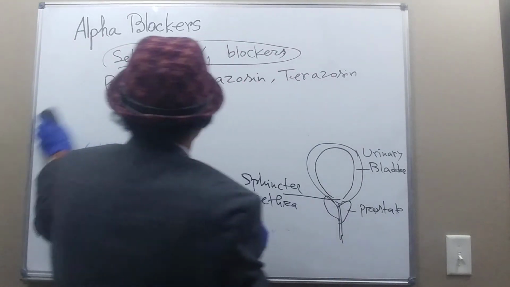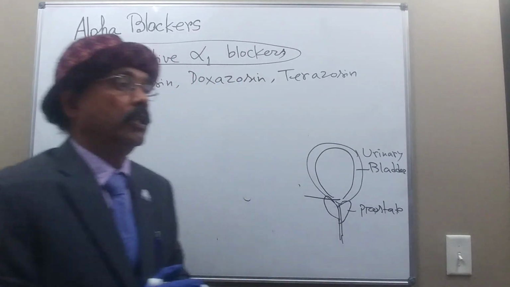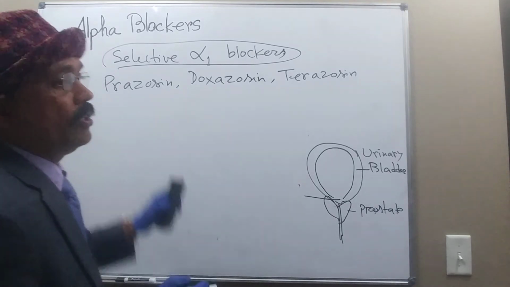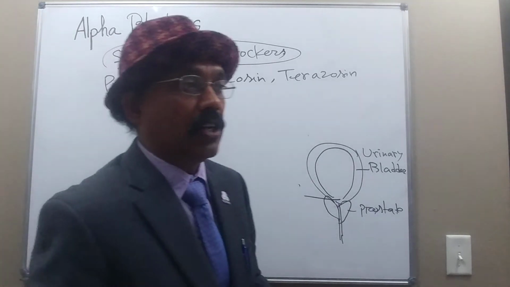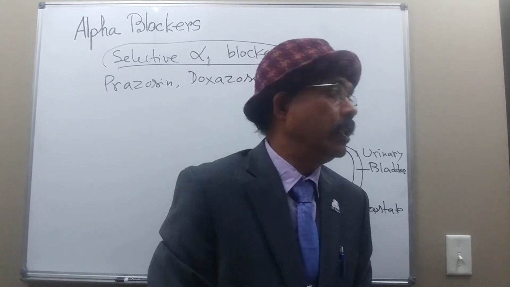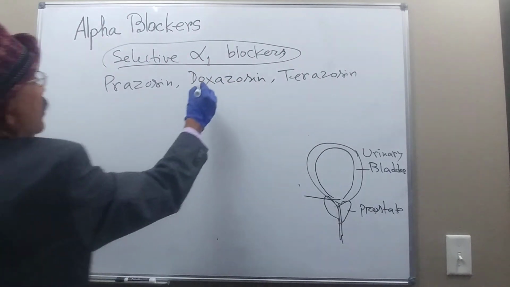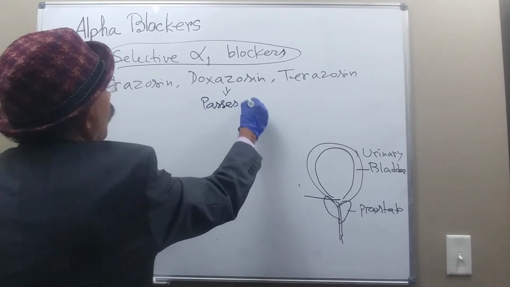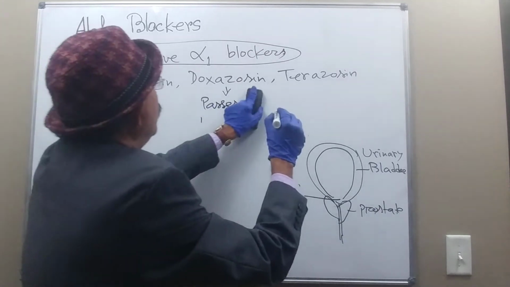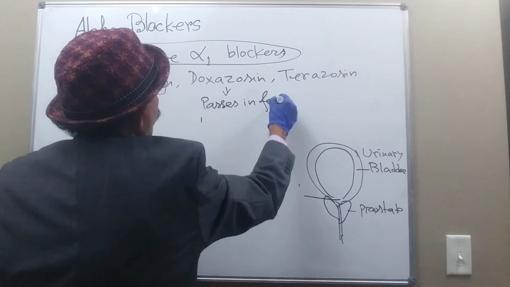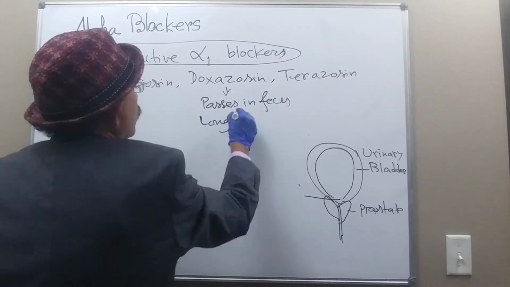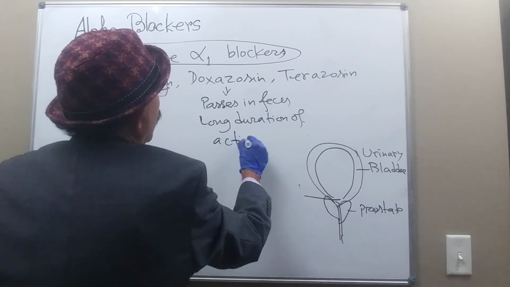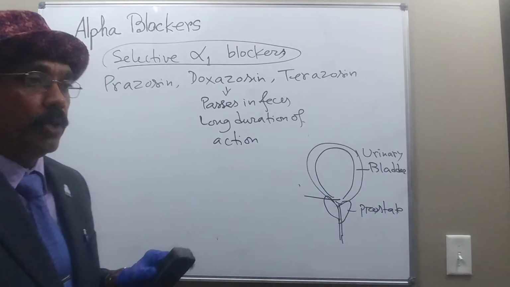Okay, we got that. Now we have to know the adverse effects of this drug. Before going to the adverse effects, all of these drugs are metabolized by the liver and they are passed by the urine, except the doxazosin. This passes in the feces and it has a long duration of action. Otherwise all are coming out through the urine, metabolized by the liver.